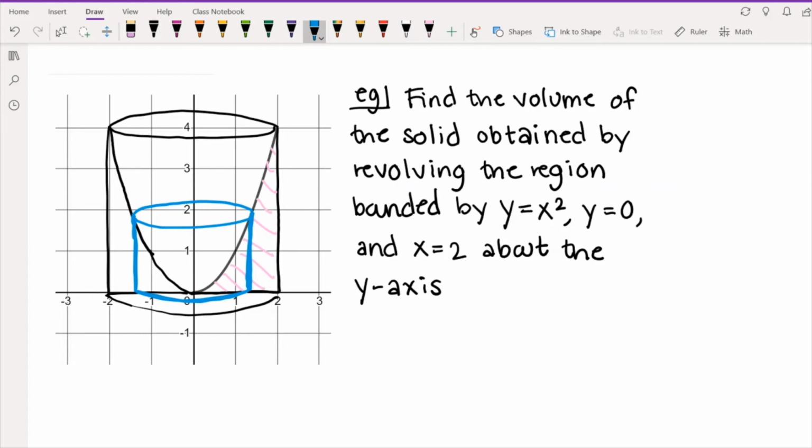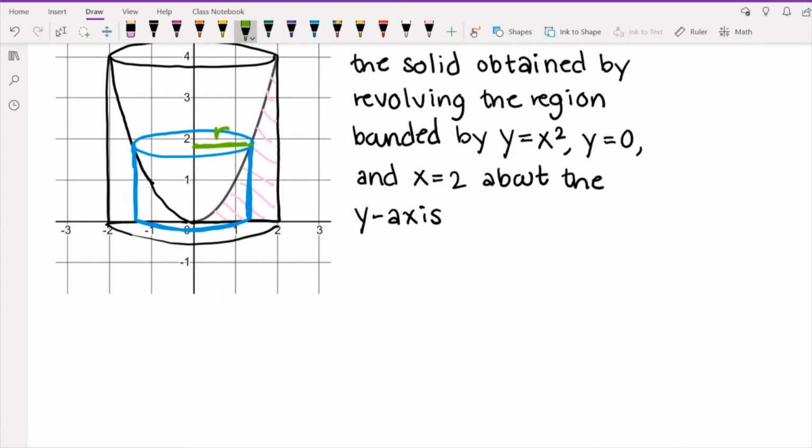Okay, so what is our radius going to be in this case? Well, the radius, again, is just going to be x. And that's because we can make a cylinder with any radius, starting at 0 being the smallest, up to 2. And so r can be any x value. We want the radius just to be x.